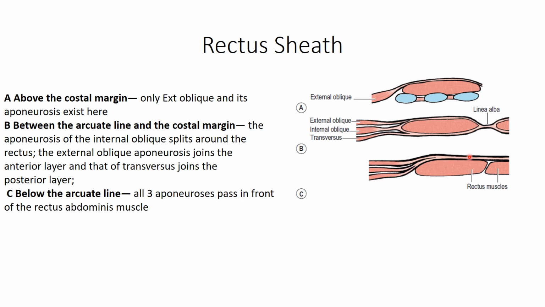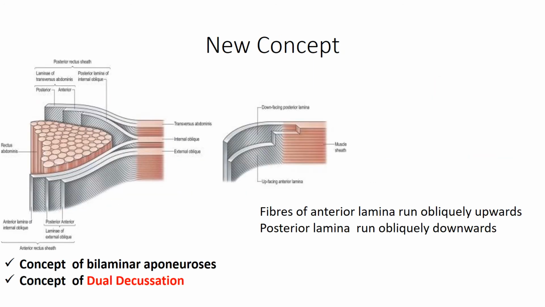Now below the arcuate line, all three aponeuroses pass in front of the rectus abdominis, and posteriorly this portion is only covered by the fascia transversalis. Now this new concept of the rectus sheath explains the strength of the linea alba and associated rectus sheath, as well as its resilience. Now anterolateral muscles transform into anterior aponeurosis, which covers this rectus abdominis or rectus sheath.